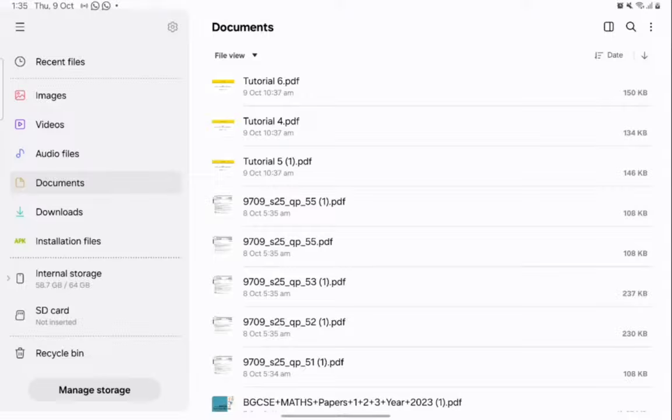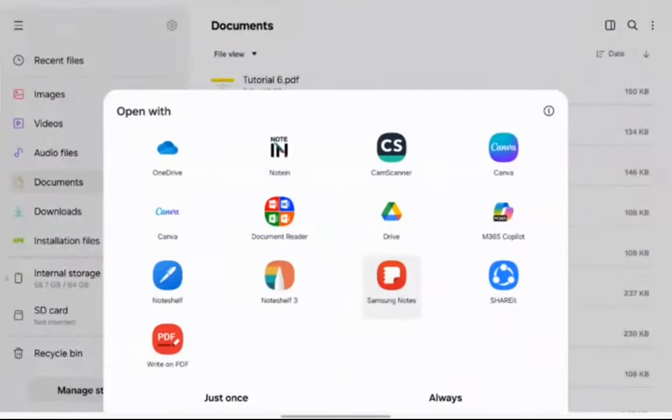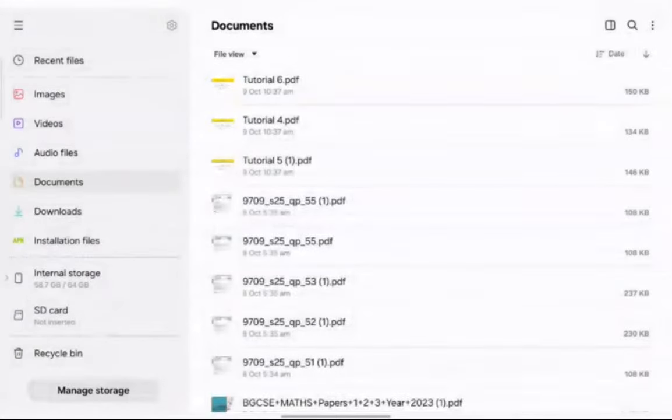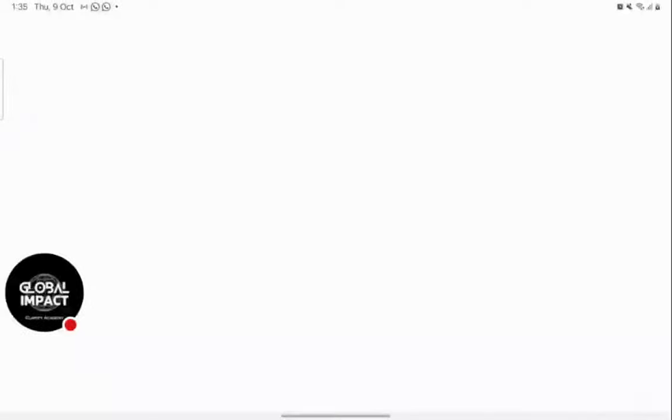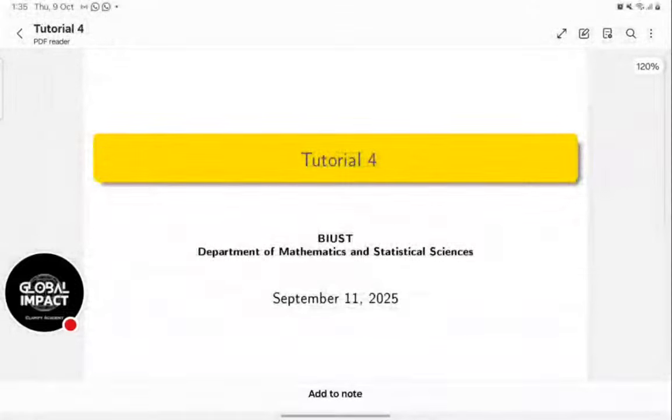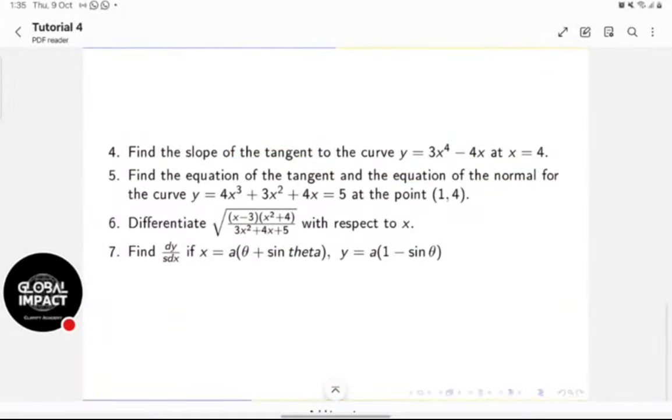So I'll start with tutorial 4. I can start with tutorial 4 or tutorial 3, whatever tutorial I'll start with. It's the same concept. That table of derivatives, and we just have to apply it. So if you haven't watched the table, then go to the link where I sent part 1.